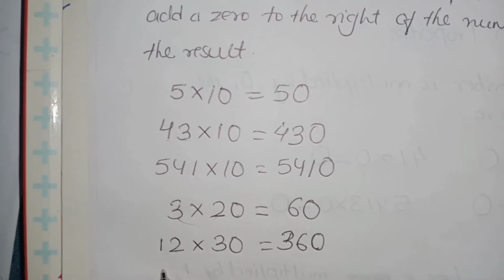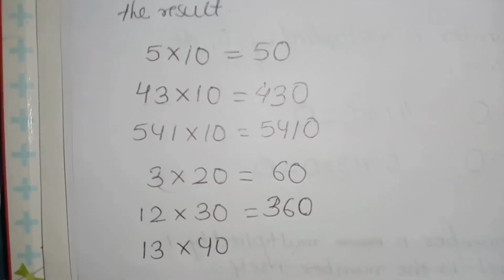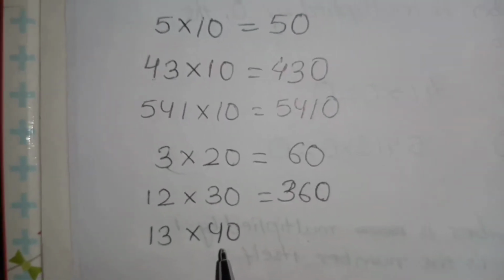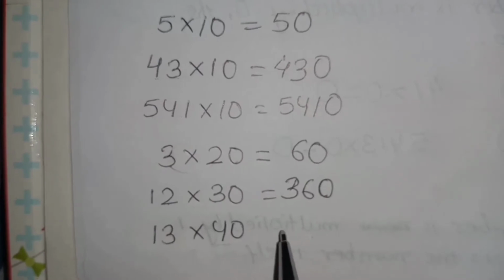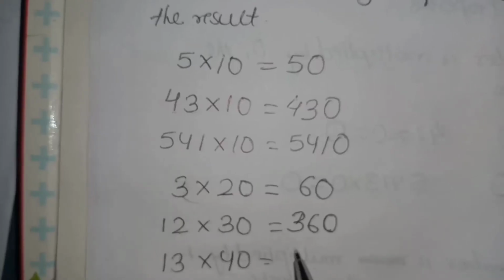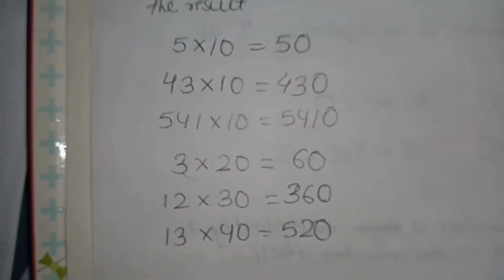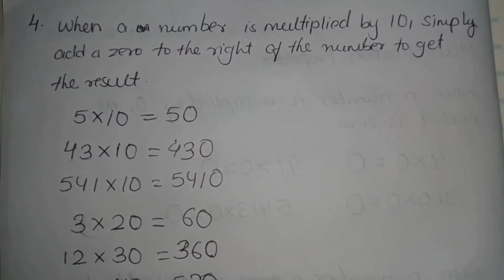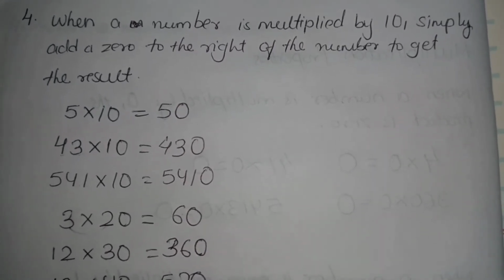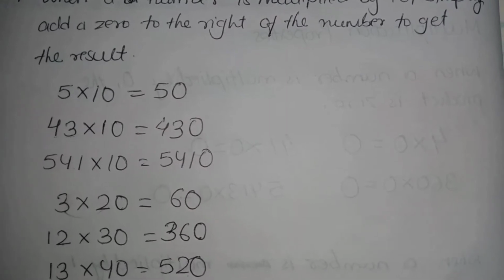Now see here. 13 into 40. Now 13 into 40. So we will multiply this 13 and 4 first. So 13 times 4 is how much? It is 52, and you will add this 0 to the right hand side. So the multiplication of a number by 10 is so easy. We have to just add 0 to the right hand side of the product.